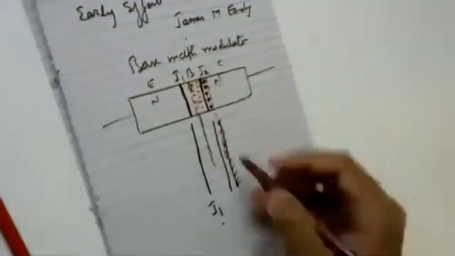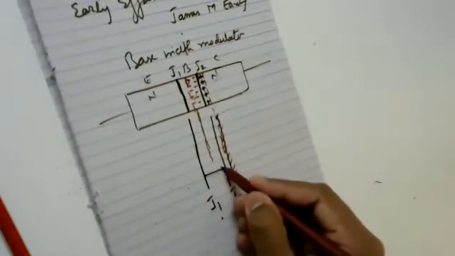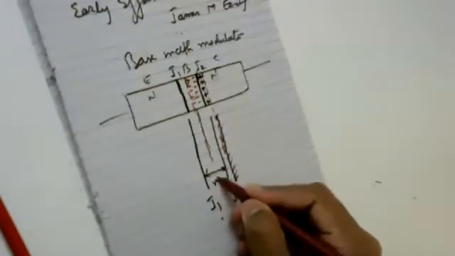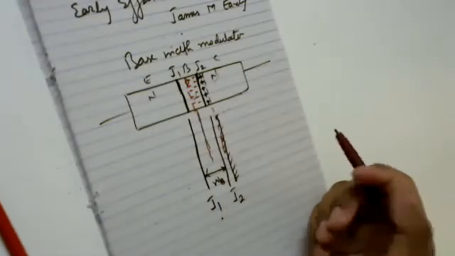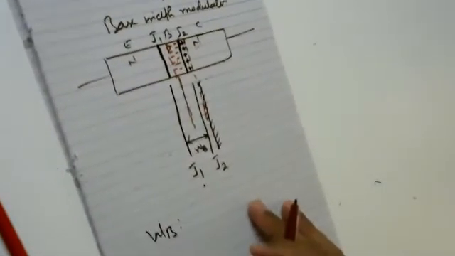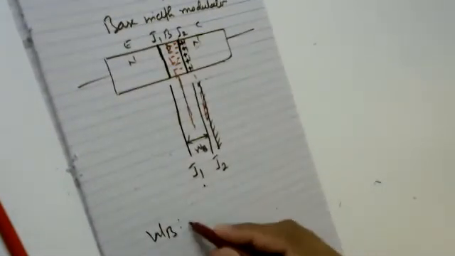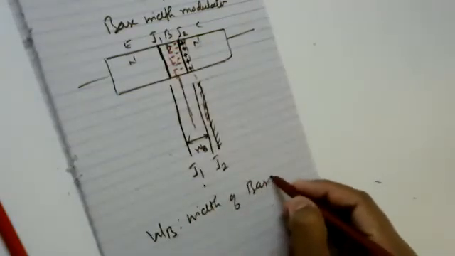This line is not there. So you are having junction J2. Let this indicate width of base, WB. Okay, WB, let me write here, WB is talking about the width of the base region.